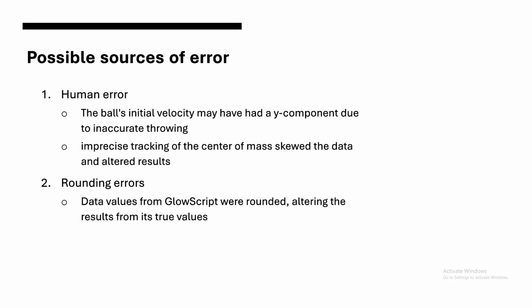So even though we saw that the computational model accounting for drag and the observed data points were really similar, we saw that they weren't exact. This difference could be for a couple of reasons, the first being human error. It's essentially impossible for a person to throw an object that's exactly parallel to the surface of the ground, meaning that our ball's velocity may have had a small y component to it. Human error could have also caused imprecise tracking of the ball's center of mass, skewing the data and altering the final data points and trajectory path we got.